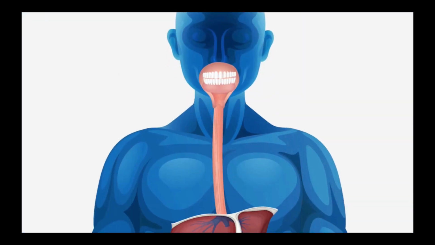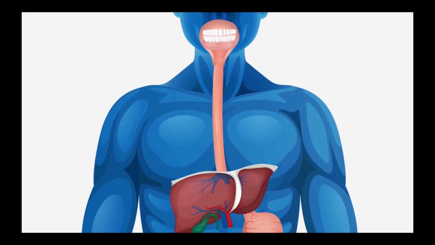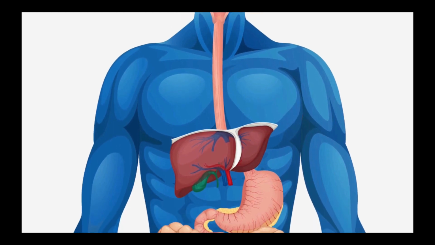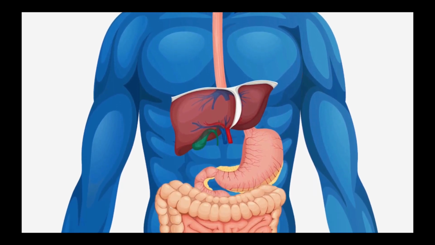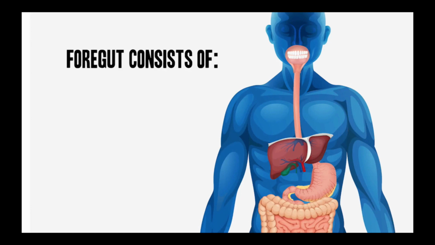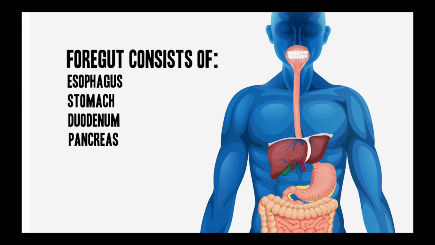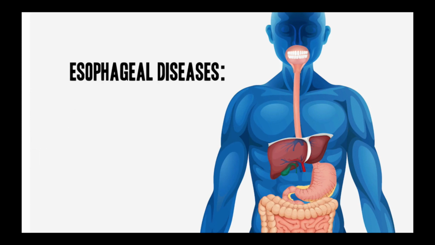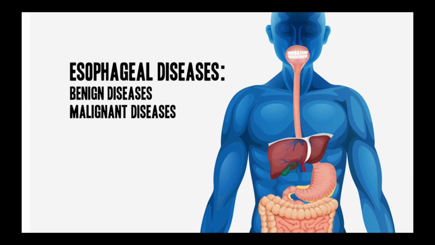The foregut is the part of the gastrointestinal tract that extends from the mouth down to the second part of the duodenum. And that's where the pancreas and the biliary tree join the small bowel. The foregut consists of the esophagus, stomach, the duodenum, the pancreas, and the liver and biliary tree. Esophageal diseases can be divided either into benign diseases or malignant diseases.